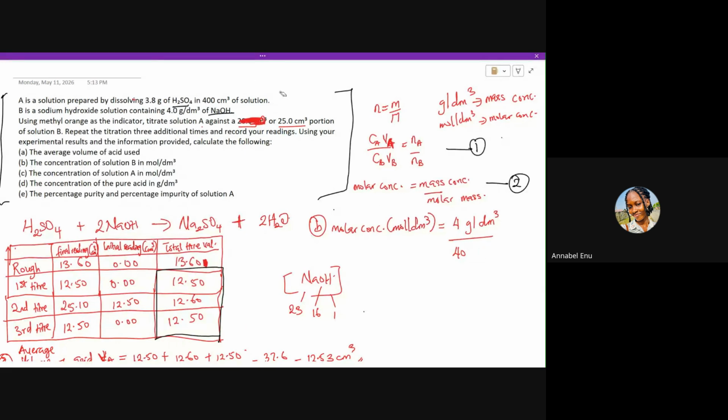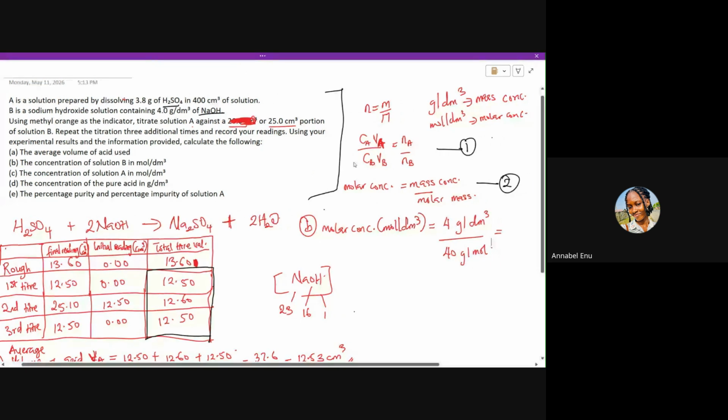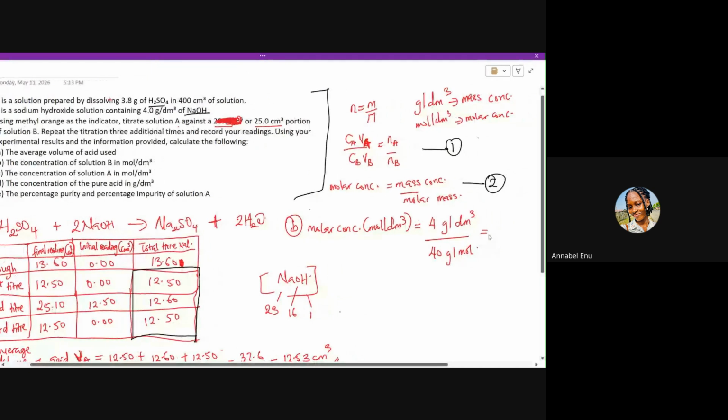Sorry, gram per mole. Okay, so when we divide this, we're going to get, now 4 divided by 40, that would give us 0.1. Okay, and then gram will cancel out gram, right? And then we would have mole per dm cube.